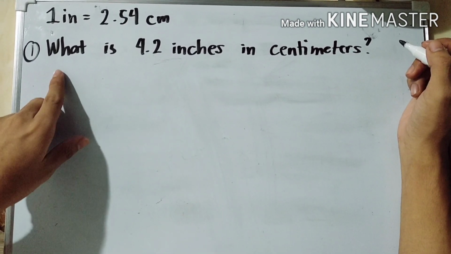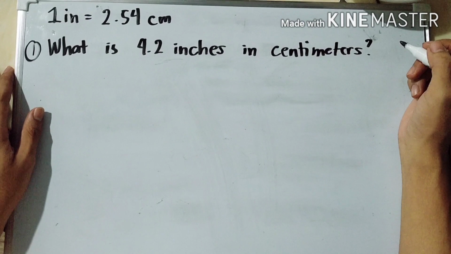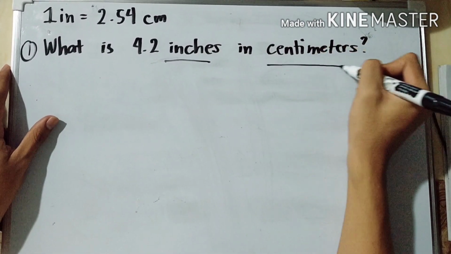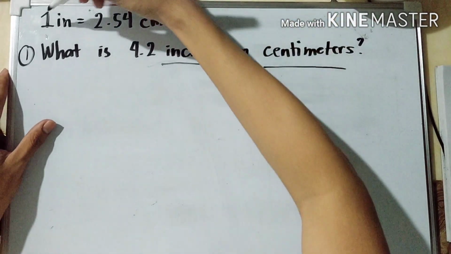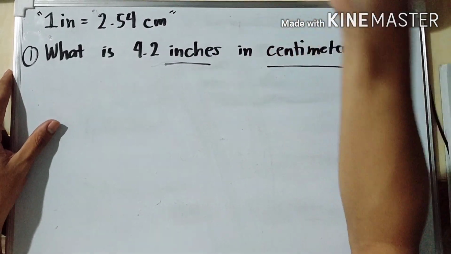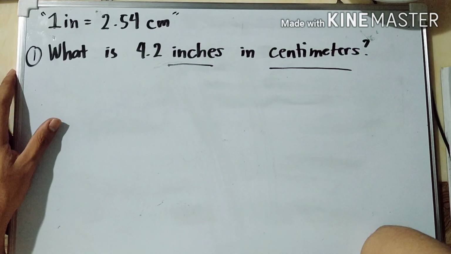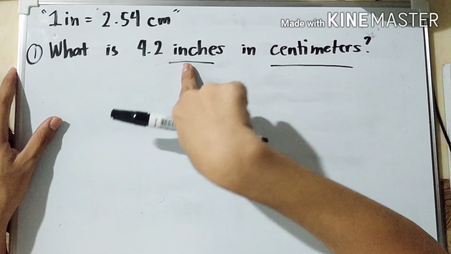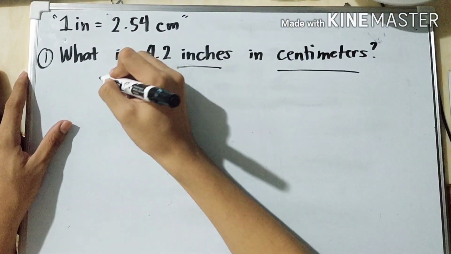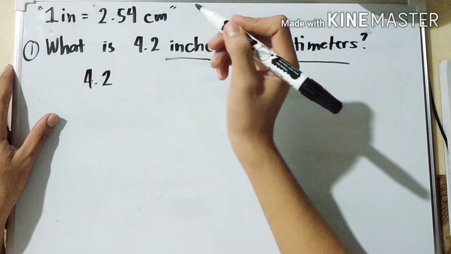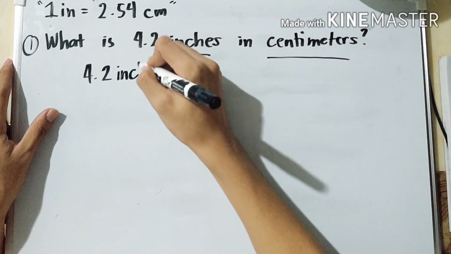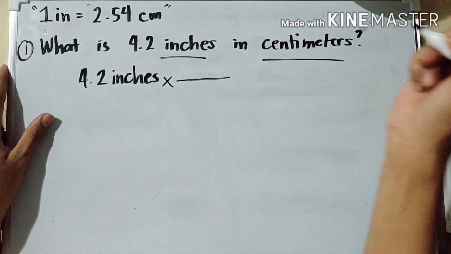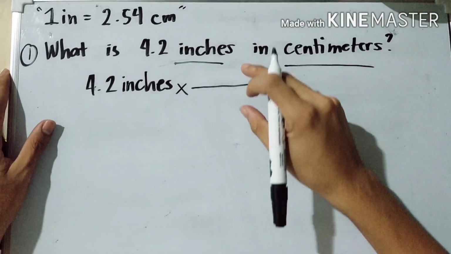So, like for example, in my number 1 question, what is 4.2 inches in centimeter? Ang hinahanap ko ay inches to centimeter. Ang ginamit kong conversion ay ito: 1 inch is equal to 2.54 centimeter. So, how are we going to convert our given 4.2 inches going to centimeter? Una, write your given 4.2 inches. Then, multiply over.